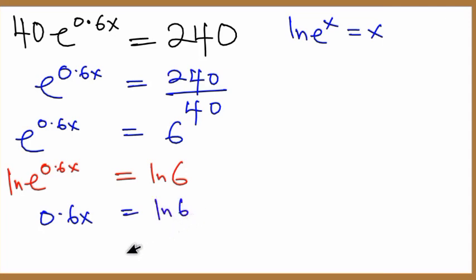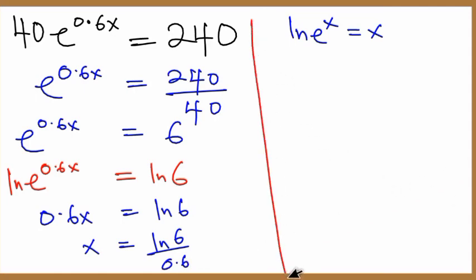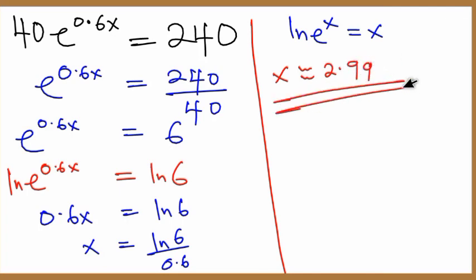So making it the subject, divide both sides by 0.6. So my x equals ln 6 divided by 0.6. So using the calculator, approximately my x will be 2.99. So this is my final answer for x.